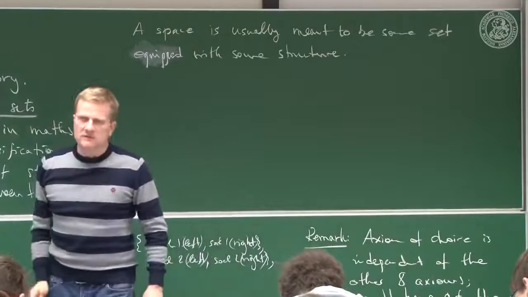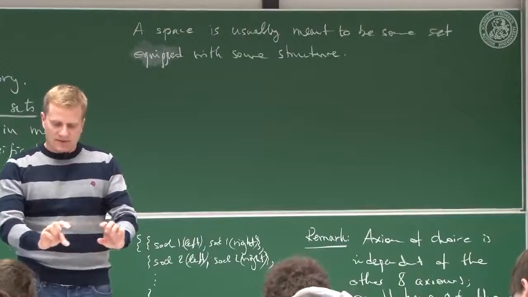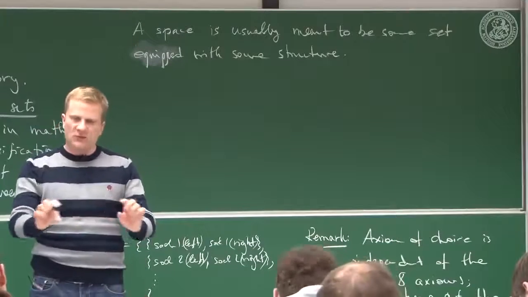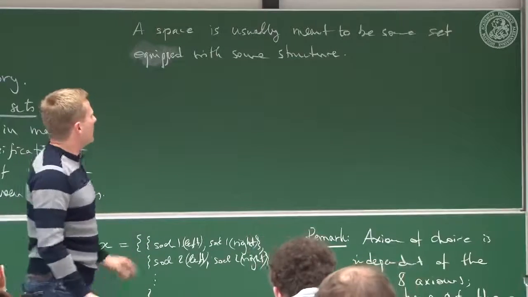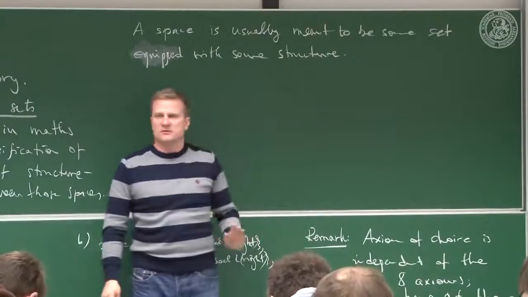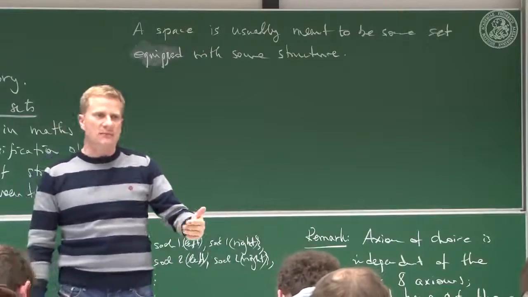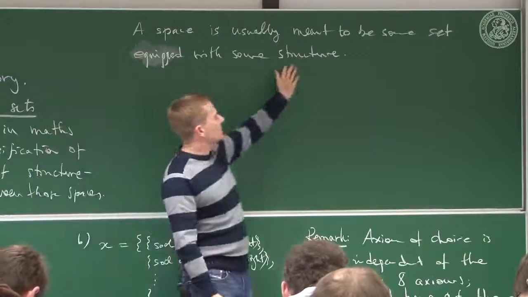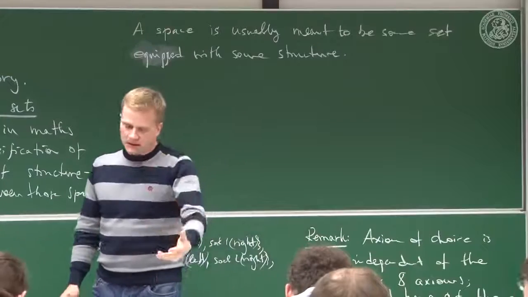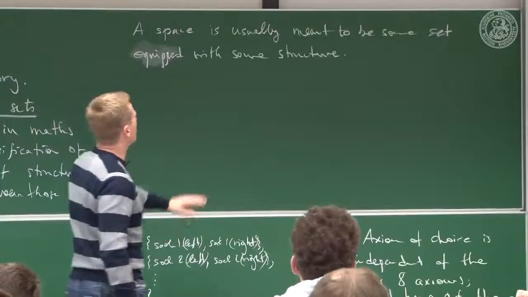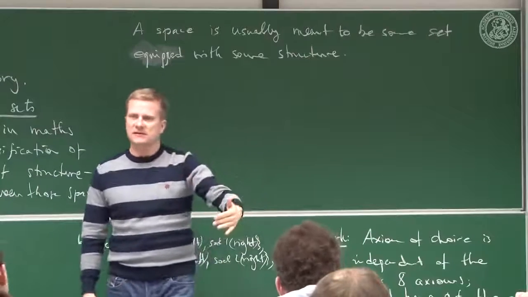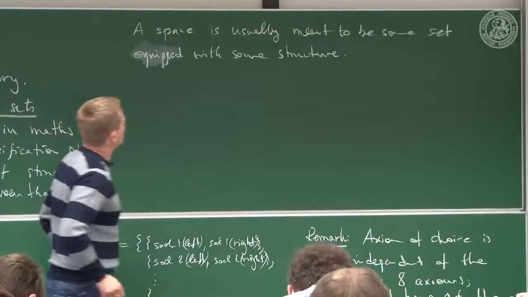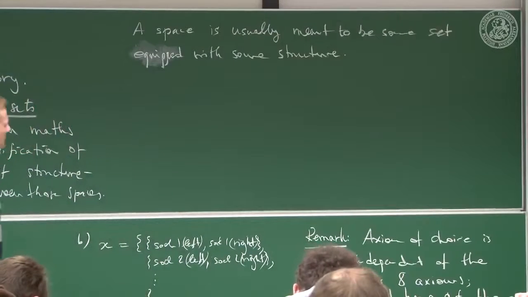And in the beginning of the course, I told you that we'll put layers of structures on top of each other. So we'll equip sets with more and more structure. And that's the structure I'm talking about here. So it will be topology as the next step, then it will be a differentiable structure, and so on. But it could also be other structures like a group structure. So you give an operation on a set, and so you add structure like this. And every time this principle applies, a space is usually meant to be some set equipped with some structure.